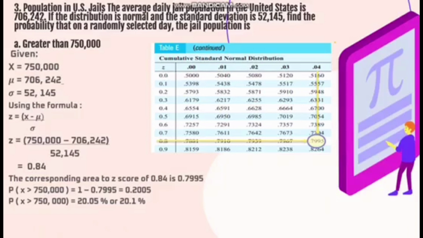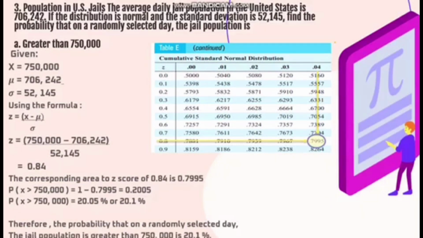So the probability that x is greater than 750,000 is equal to 20.05% or 20.1%. Therefore, the probability that on a randomly selected day, the jail population is greater than 750,000 is 20.1%.